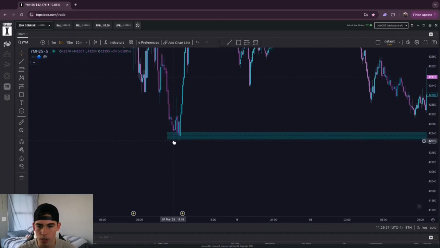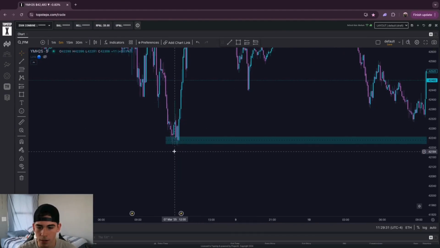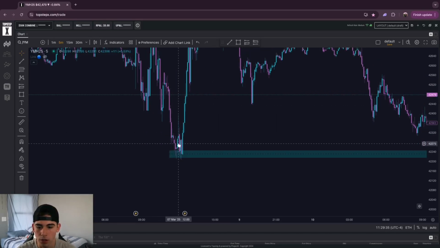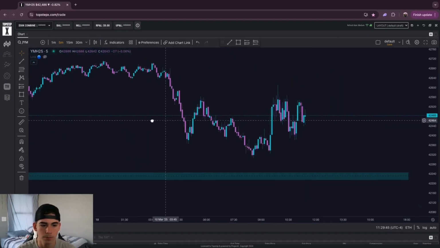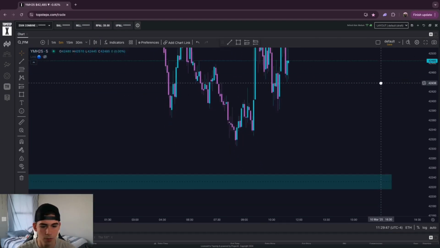So we have a wick, wick, wick, wick, wick, wick. And every time we've come down to this zone, it's kept rejecting off of that and going higher. So it comes down, rejects, pushes up, comes down, rejects off. We have a bullish candle. Comes down, rejects. And now we see a big upside move. So that could be an area that we would target.